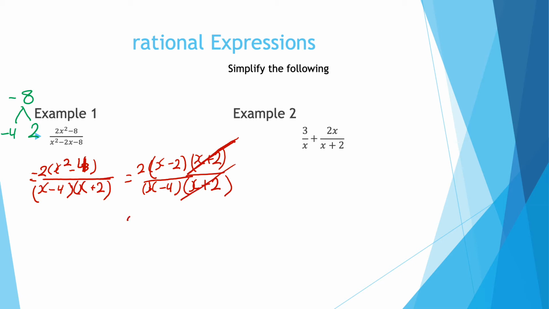So the final answer is 2, open a bracket, x minus 2 over x minus 4. I can't cancel anything out. Now the next question is adding. So as we said, we're going to treat it as the number. So you need to first find the common denominator.